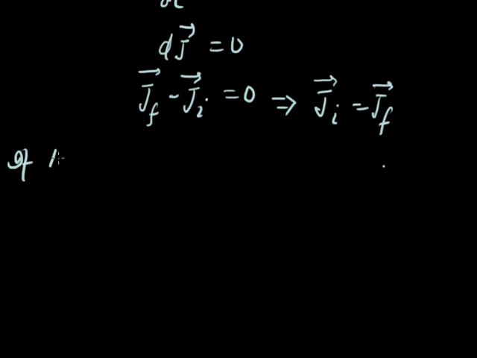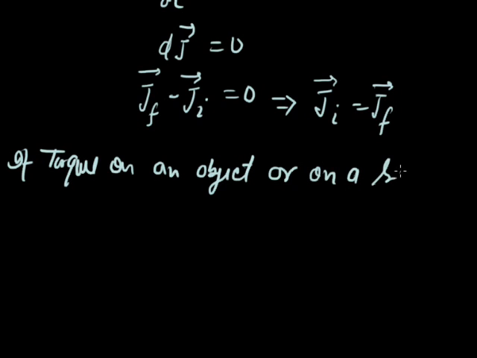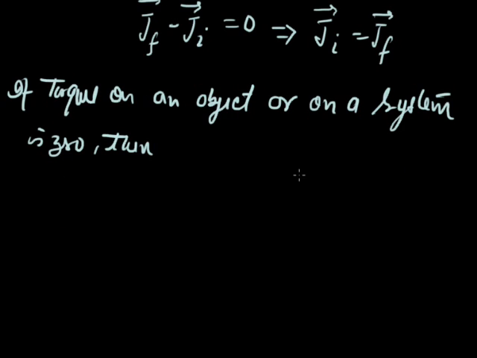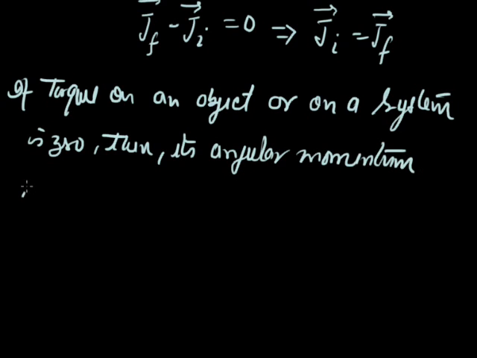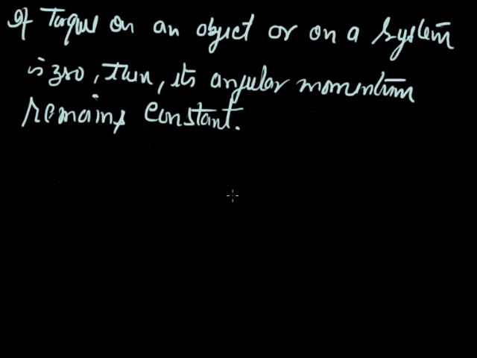If torque on an object or on a system is 0, then its angular momentum remains constant, which means it is conserved. Now, one example of conservation of angular momentum.